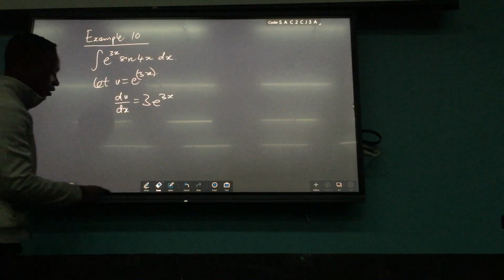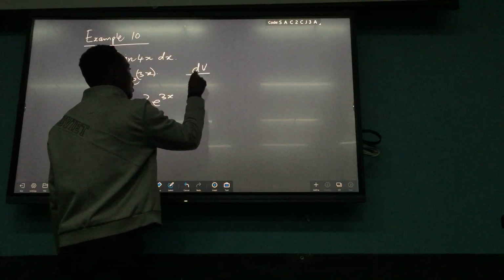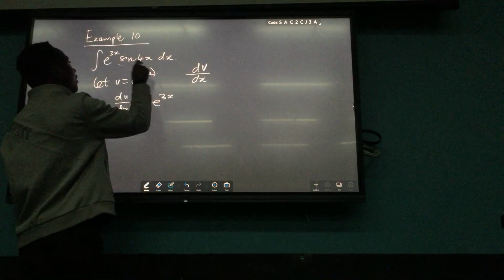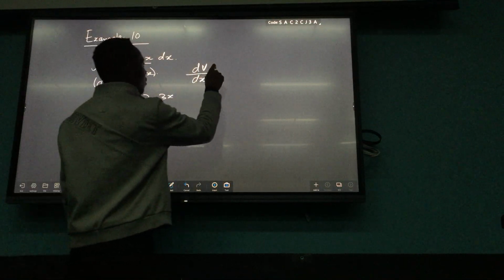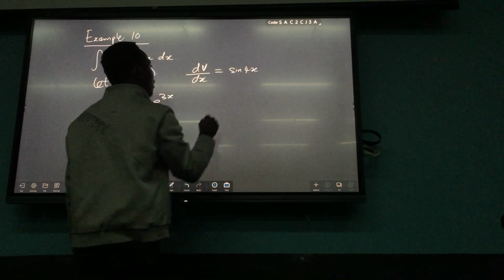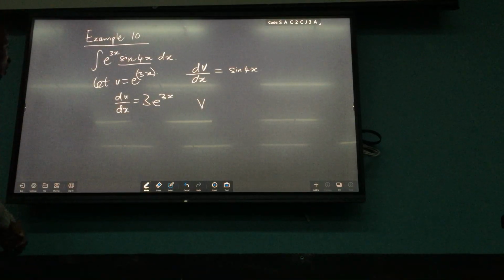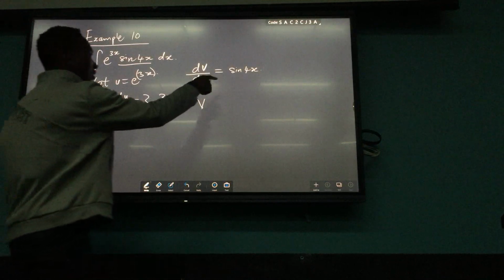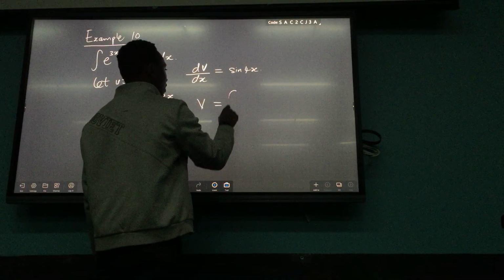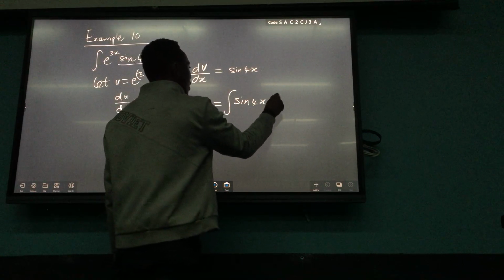So now we're going to say whatever is remaining after choosing u is our dv dx. So dv dx is going to be the sine 4x. So we're going to have dv dx equals sine of 4x. Now our v is the integral of sine 4x. With integration, if we want to integrate sine 4x with respect to x, so we're saying this is the integral of sine 4x with respect to x.